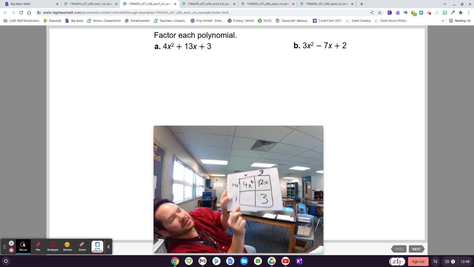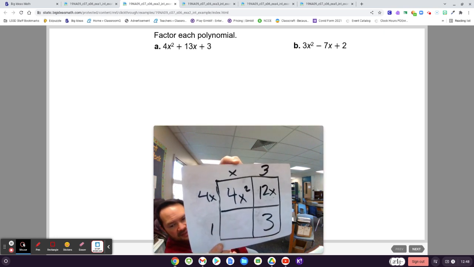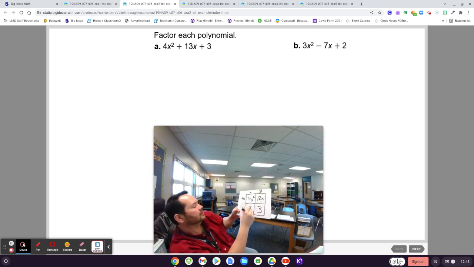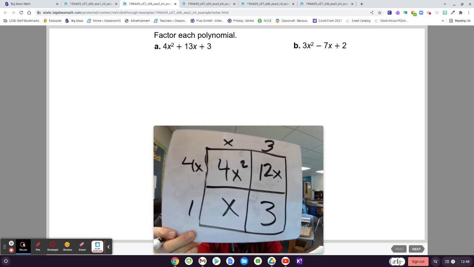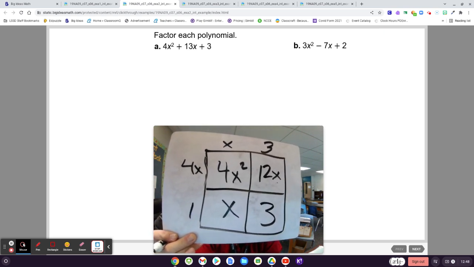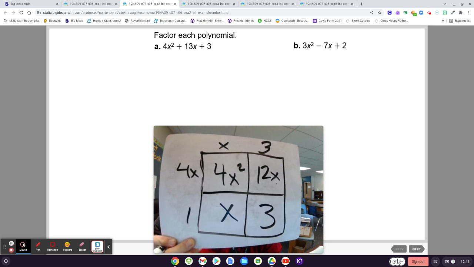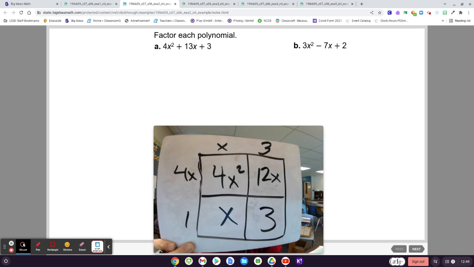here, because that's going to be 4x times 3. And then in the bottom blank corner there, that's going to be x. And these ones do add up to 13x. Yay, we found it. Okay, so the factored form is going to be x plus 3 times 4x plus 1. I'll let you jot that in your notes if you want.